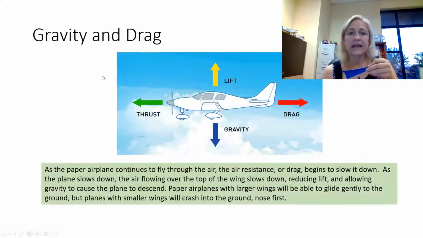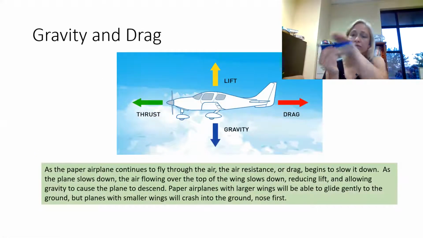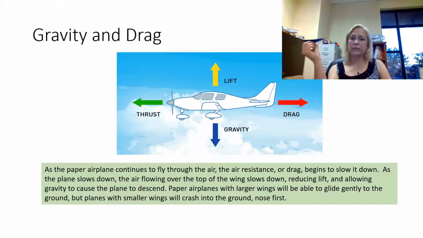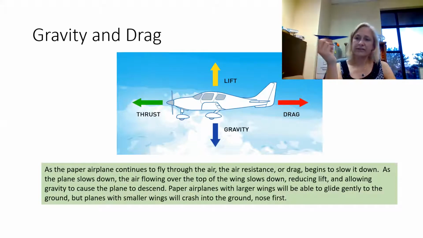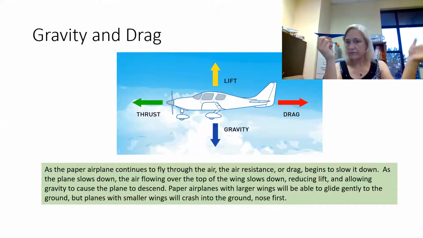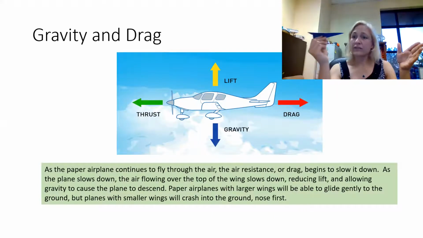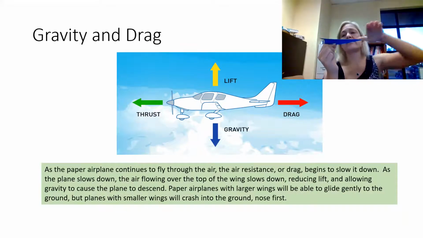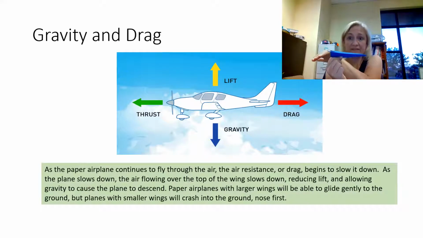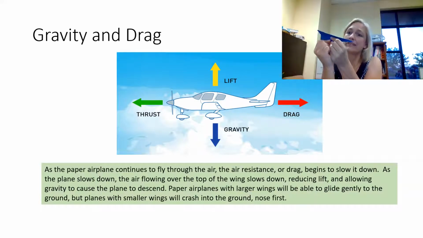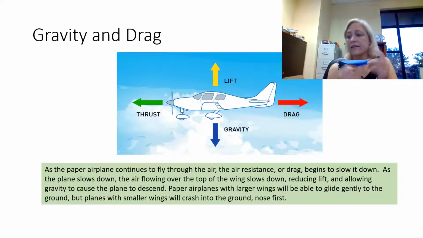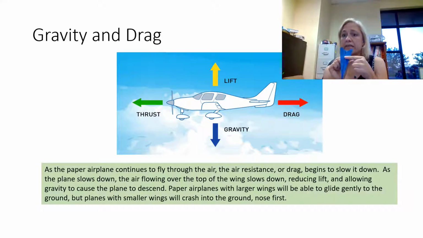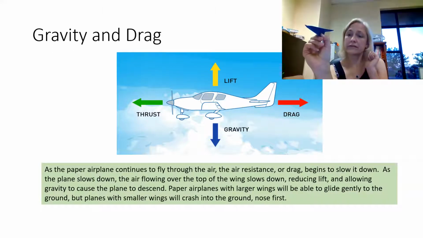Okay, gravity and drag. Gravity, again, is the force pushing it down. As the airplane continues to push through the air resistance, or the air particles that you can kind of feel as you move through the air, it eventually starts to slow the airplane down. And as it does that, the air that's moving over the top of the wings that was moving so much faster before starts to slow down as well. As that happens, it starts to reduce the amount of lift, and the airplane begins to give in to gravity and fall towards the ground.